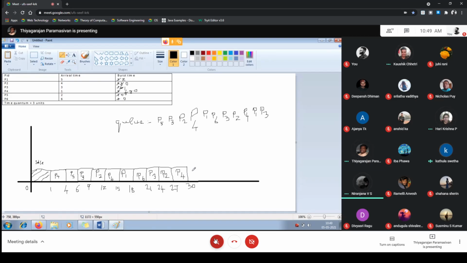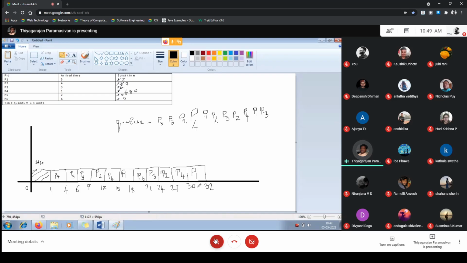Now what is the next job in the queue? P1. So allocate P1 to the CPU. What is the burst time now? 2. So we need not allocate 3 units; we can allocate only 2 units. After allocating 2 units, the time will be 32. Again, we follow the 4 steps. Check whether any jobs arrived between 30 and 32. We don't have any jobs, so we can skip the first 2 steps.